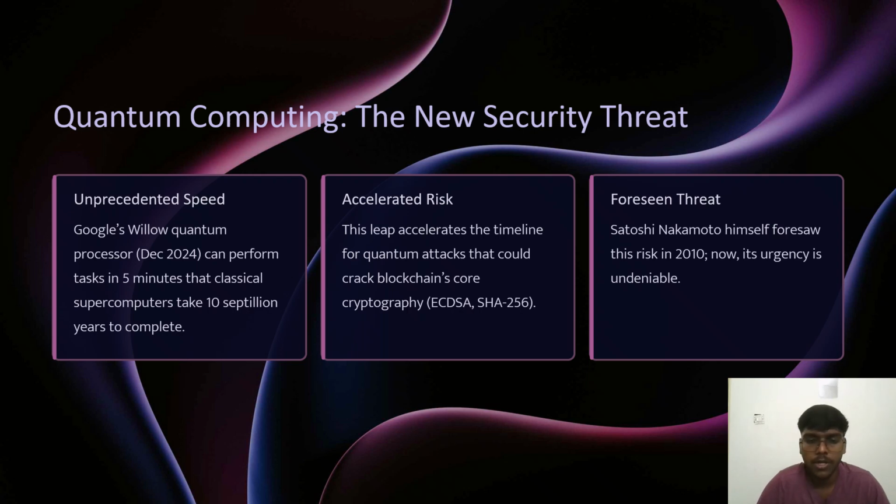Why scary? Because quantum computers can break the very cryptography that blockchain depends on today. Algorithms like SHA-256 and ECDSA, which are currently unbreakable, could be cracked in seconds with powerful enough quantum computers. The creator of Bitcoin warned back in 2010 that quantum computing could one day threaten blockchain. That day is no longer far away. So, if we don't prepare now, the entire blockchain ecosystem could become vulnerable.